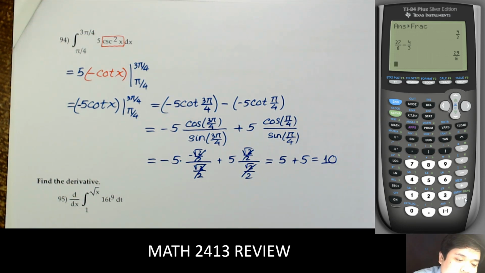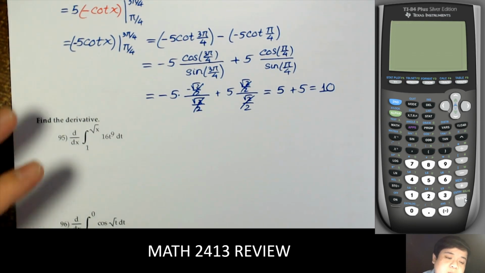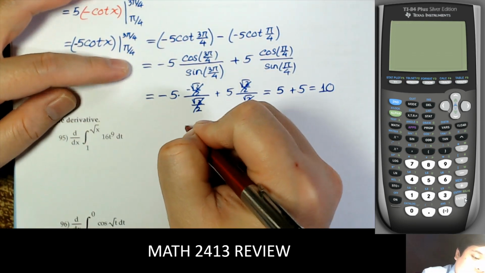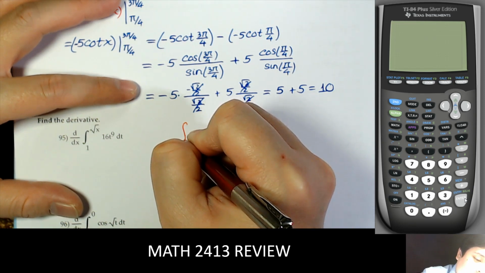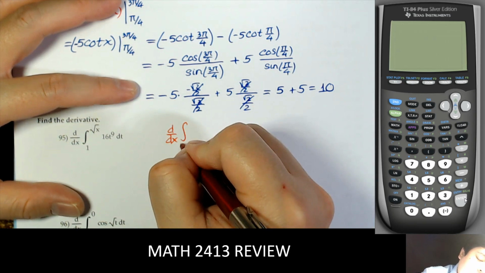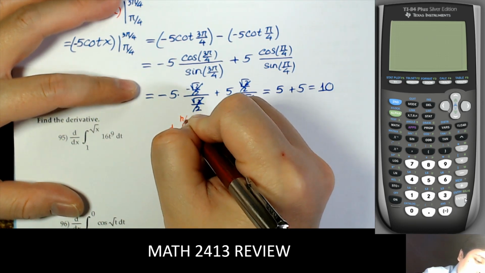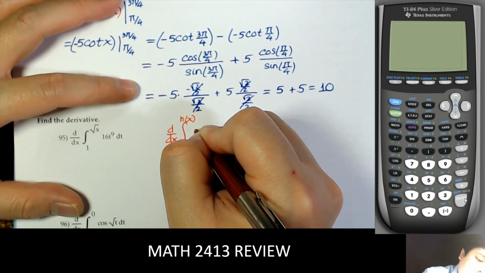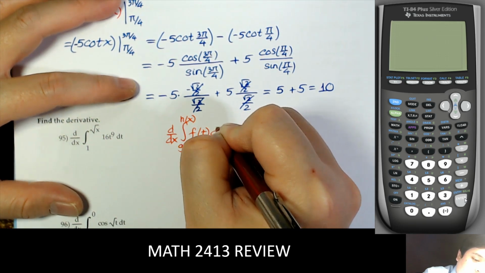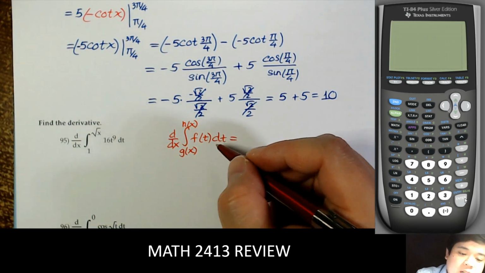Right. Next, find the derivative. Right, so we have the derivative of the integral. This is the other part of the fundamental theorem of calculus. In general, I will write out the formula first. If we want to differentiate, take the derivative of, let's say, the integral from g of x to h of x of the function f of t dt. So we won't take any integral, don't integrate.